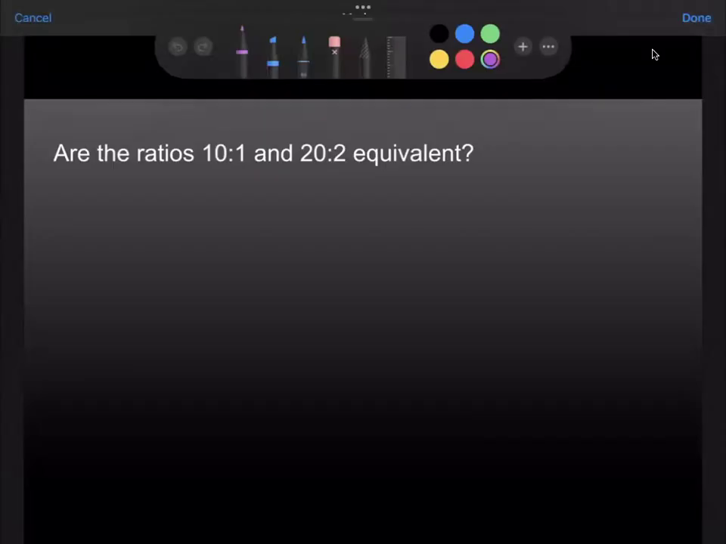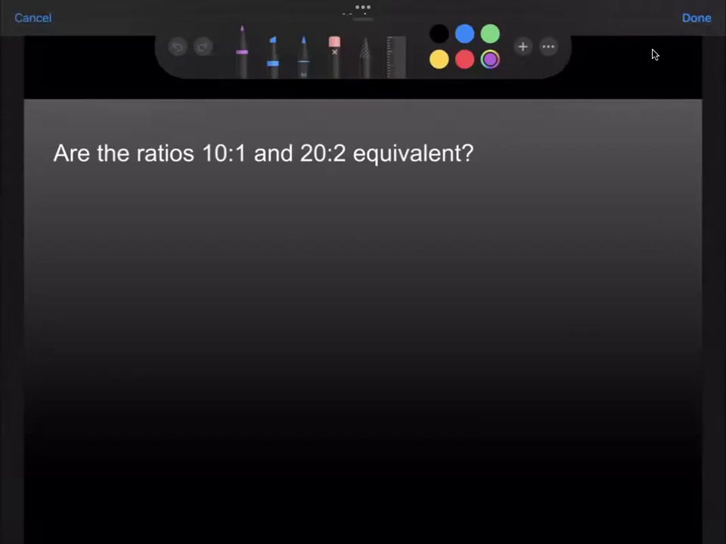Okay, so here's our first example, and we're going to use this to talk about equivalent ratios. Equivalent ratios just means that two ratios represent the same amounts, but they use different numbers. And it's very, very similar to equivalent fractions. So when I'm looking for equivalent ratios, I like to rewrite them in their fraction form.